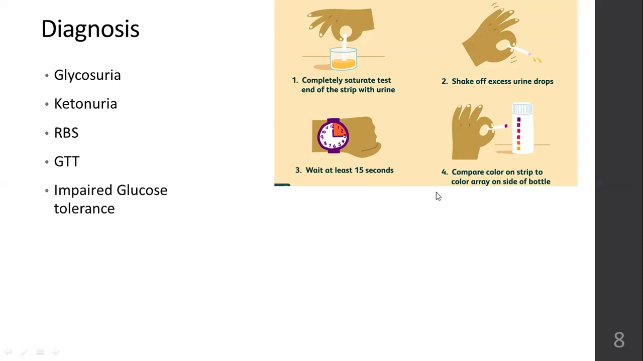So you take a dipstick that comes specifically to check ketone bodies. Take a urine sample, dip the dipstick into that urine sample, and shake off the excess urine. Wait for at least 15 seconds. In 15 seconds, the color of the dipstick will change, and you have to compare the color of this dipstick with the key that is given on the package. Based on this key, you can identify if the person has ketone bodies in urine or not, and whether the patient is diabetic or not.